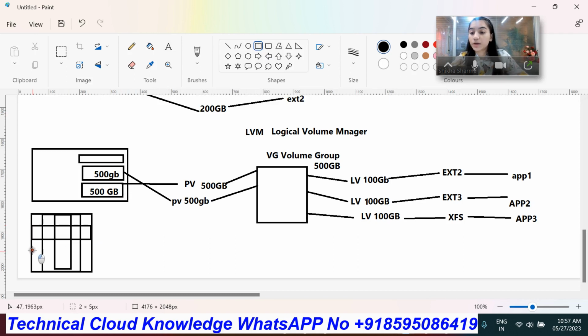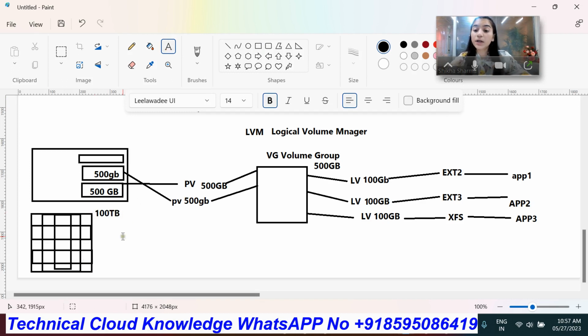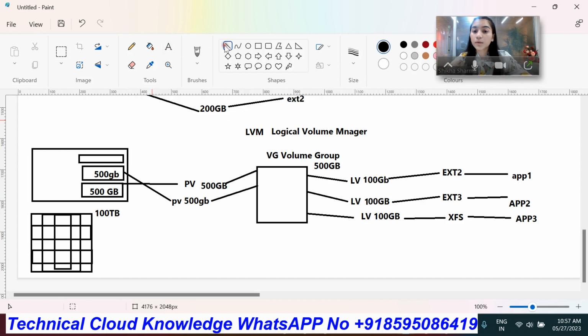Wait, first let me create it. As you can see in these blocks, there are many hard drives, about 100 of them. Each hard drive is about 1 TB, so the storage rack is about 100 TB. We will connect this storage rack with our volume group.